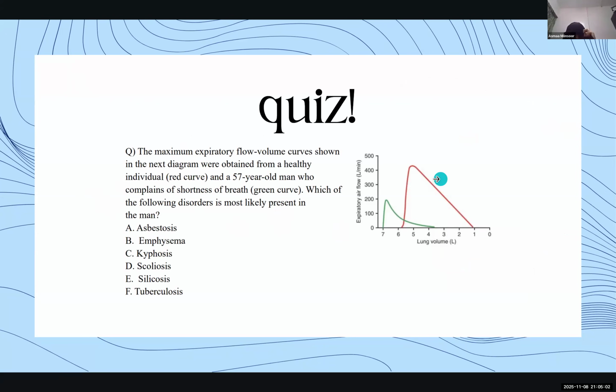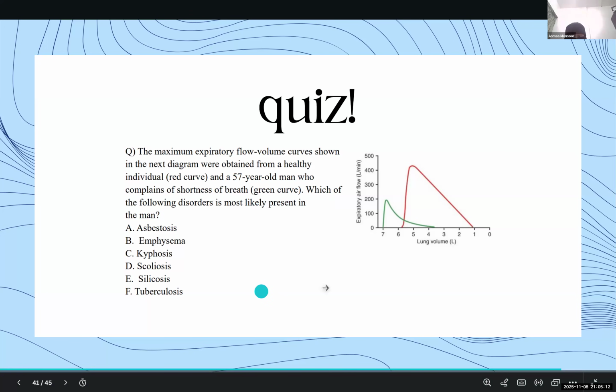The maximum expiratory flow volume curves are shown in this diagram of a 57-year-old man who has shortness of breath. Which of the following disorders is he most likely to have?